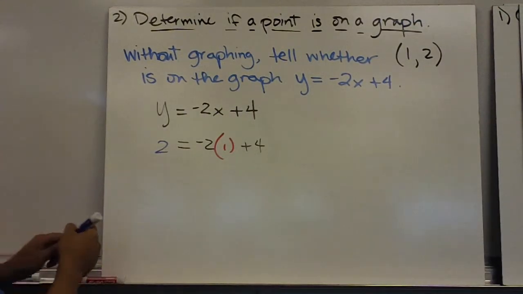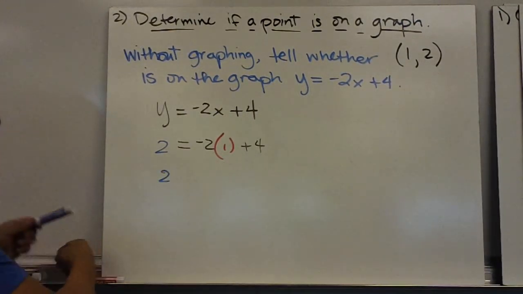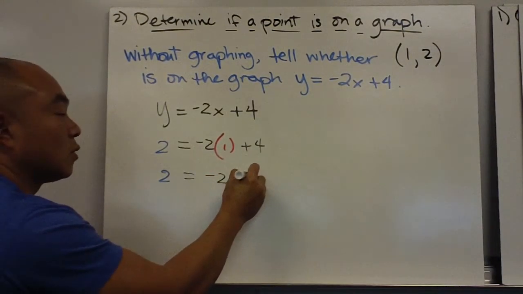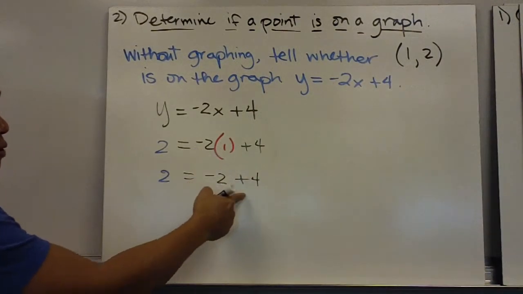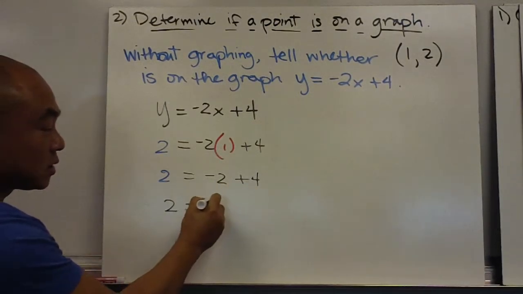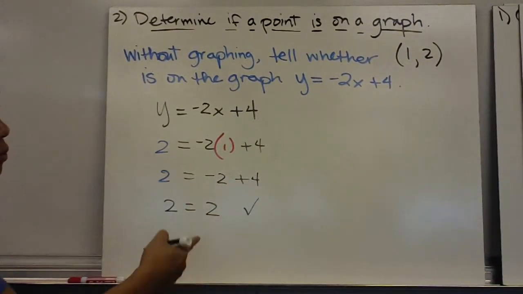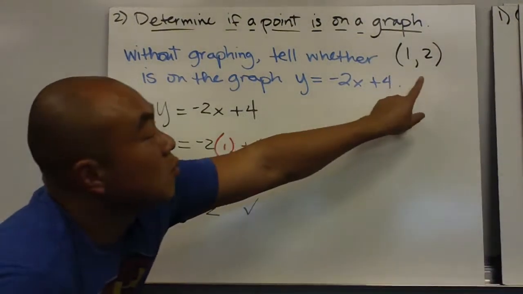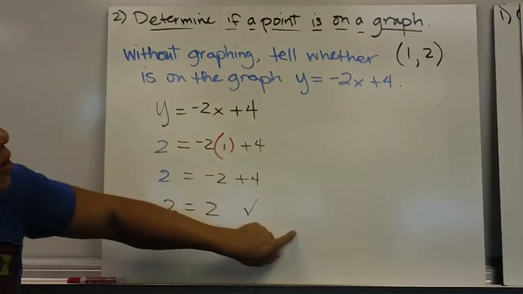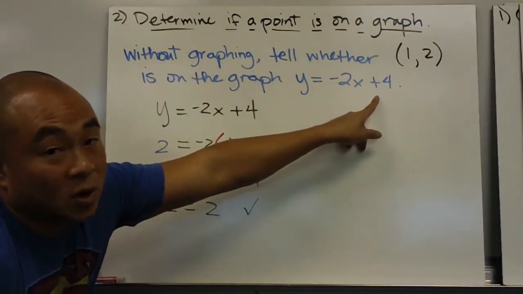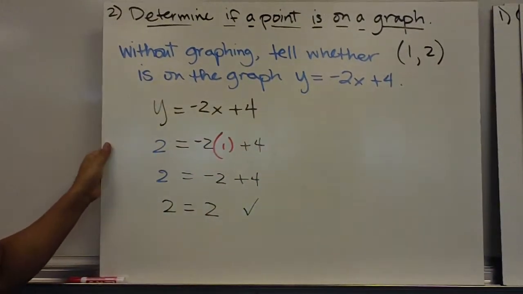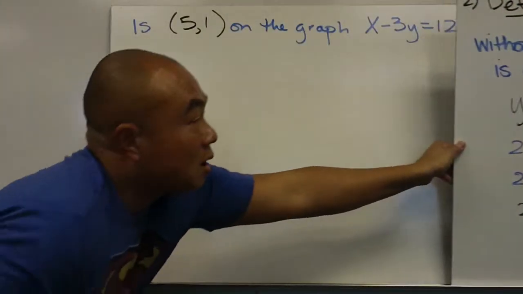So here we have 2 is equal to negative 2 plus 4. Negative 2 times 1 is negative 2. Let's go and add that together. So we have 2, negative 2 plus positive 4 is going to give me 2. So this checks out, which means this point of 1, 2 exists on that particular graph. So you know when you draw that line right here of negative 2x plus 4, 1, 2 is going to actually be somewhere on that line. And that's all determining what a point is on that graph.